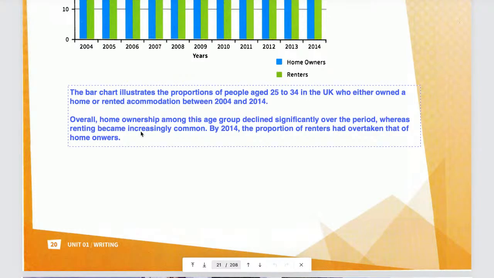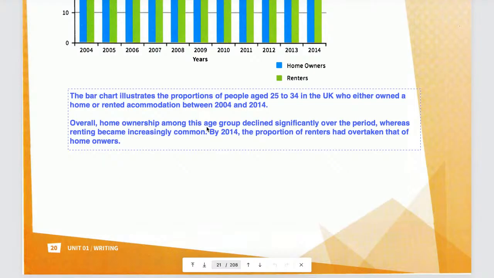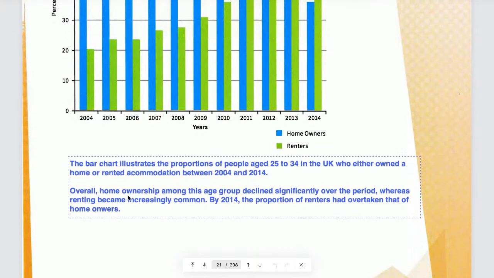So here, what should we write? We say, overall, home ownership among this age group declined significantly over the period. Why do we need to use the word home ownership? Someone? What we are trying to do here is replace the word homeowners with home ownership, right? Because we don't want to use the same words again and again. So we replace homeowners with home ownership among this age group.